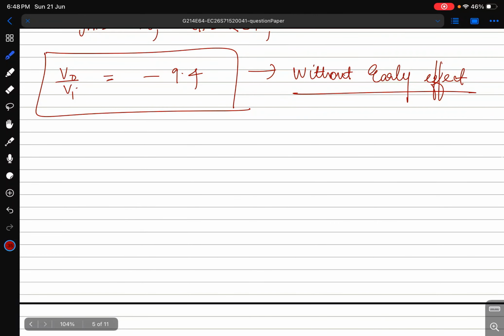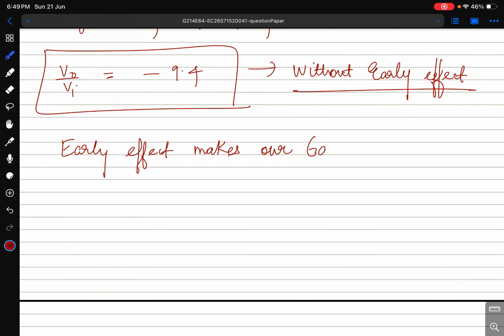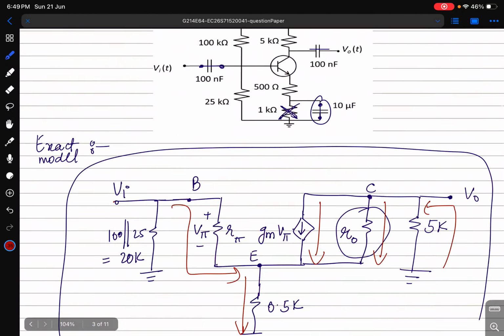The trick is, when we introduce the early effect, it makes our gain fall. So whatever gain will come, that gain will always be less than 9.4. This is what we were expecting. This was the exact gain that we wanted to find, and that gain will be less than 9.4. So let's move to the options.